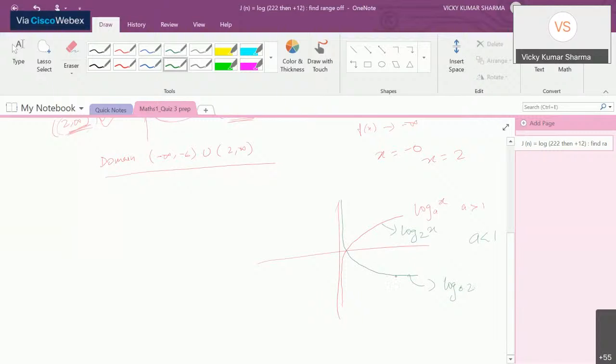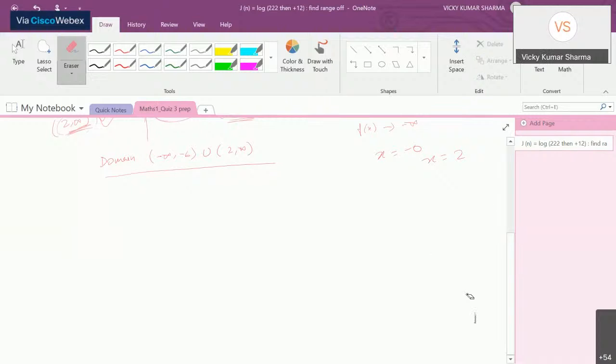Any doubt in this? In which case, a will not be less than 0, no? Any doubt in this? No problem. We can move ahead. Got it, sir. Yes, sir. Move on, sir. Yeah, clear. Okay.